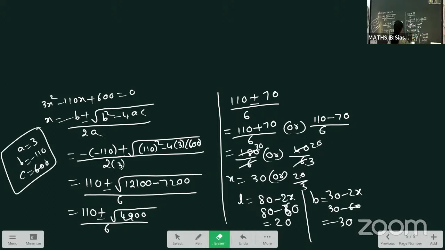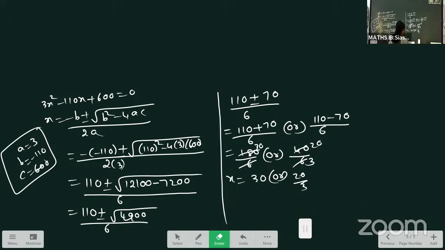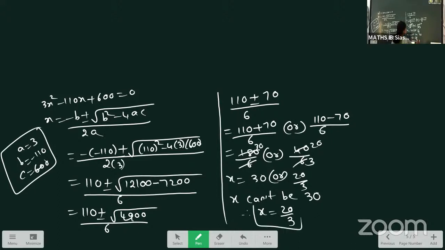So this we have to do in the rough column. You need not show it in the answer part. Just directly you can say, here x can't be 30. x can't be 30. Therefore x is equal to what? 20 by 3. So we got x is 20 by 3.